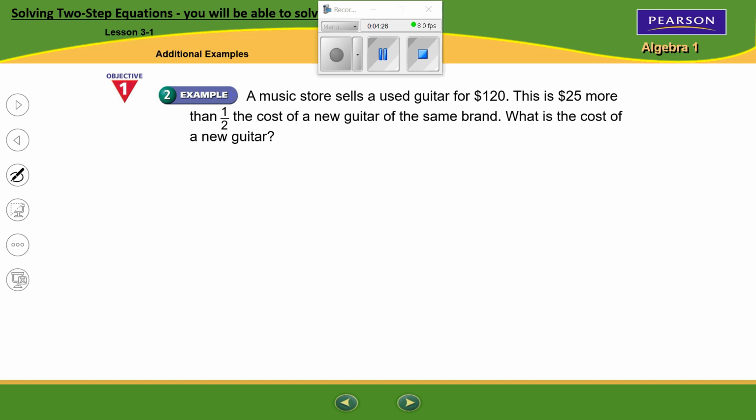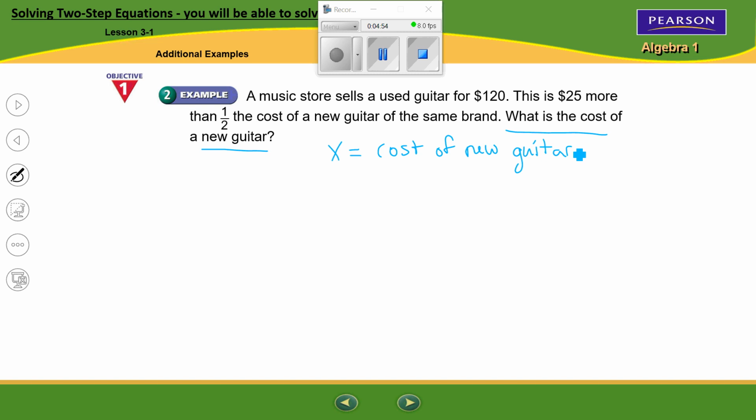The music store sells a used guitar for $120. This is $25 more than 1/2 the cost of a new guitar of the same brand. What is the cost of the new guitar? This is the question, and that is going to be the value of our variable: cost of new guitar.